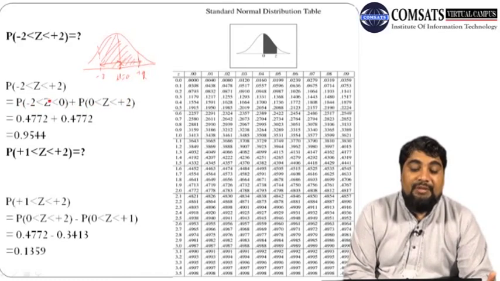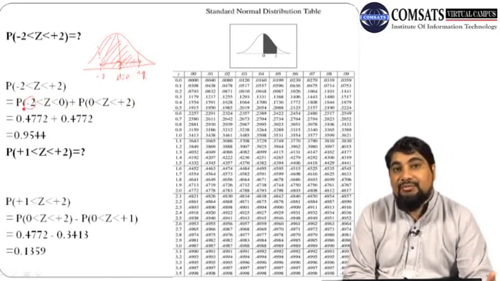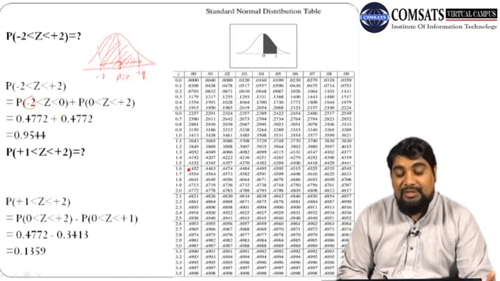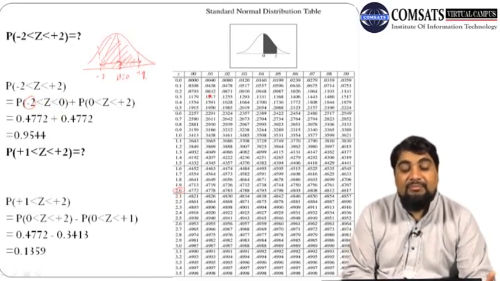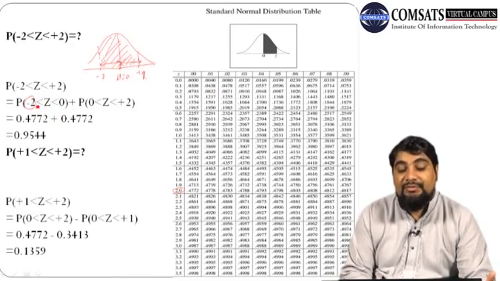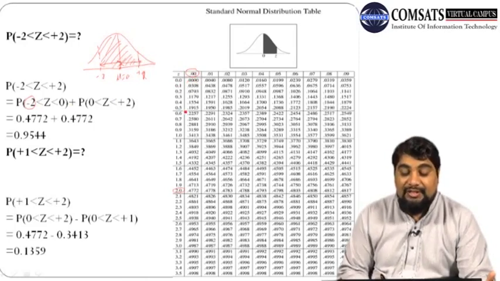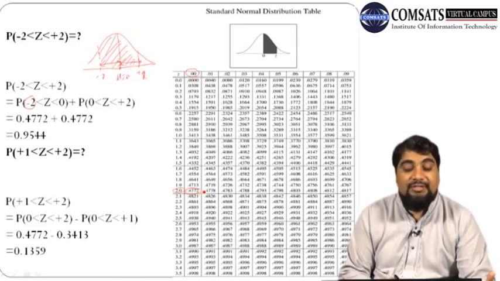So now we need to look up this -2. Since the distribution is symmetric, just look up +2 in this table. So +2, and since there is no decimal point after this number 2, it means we need to look up 0.00. So this intersection is 0.4772.